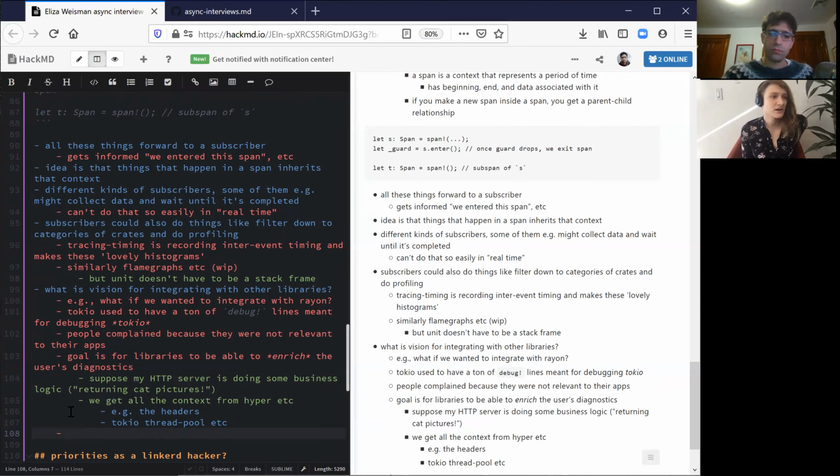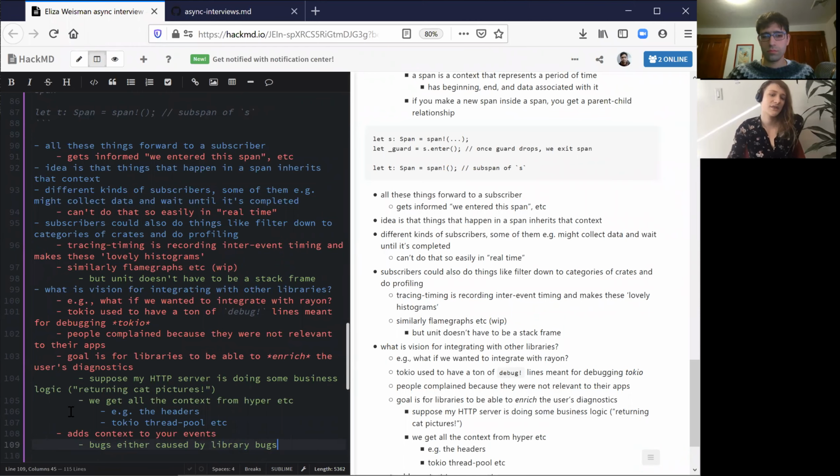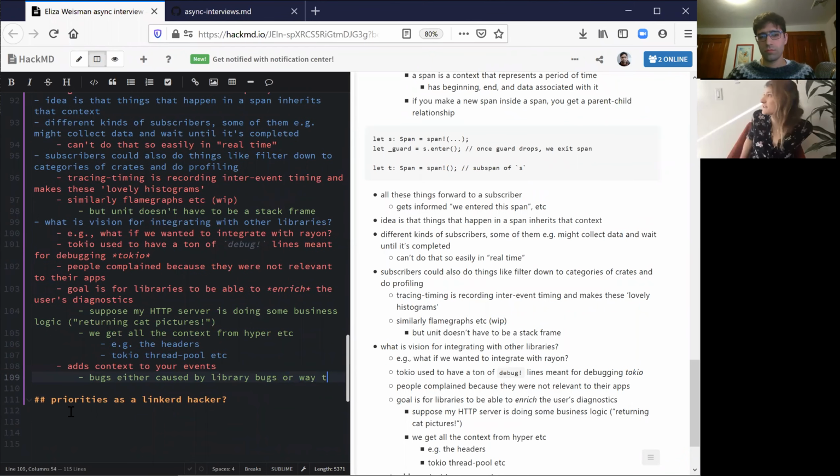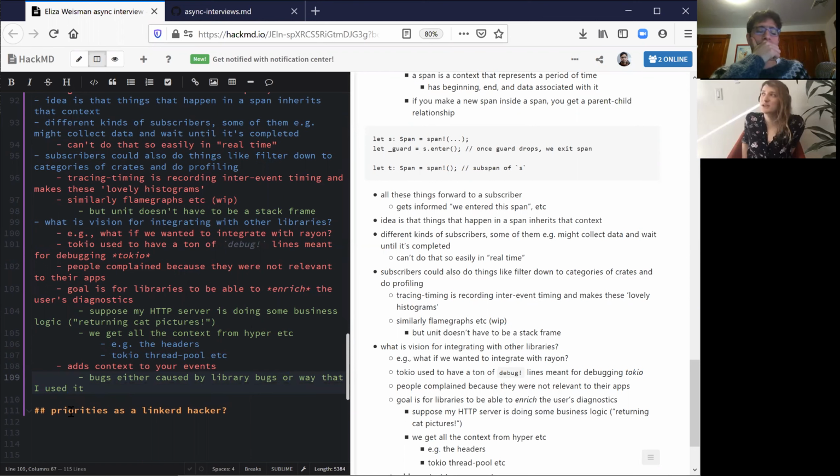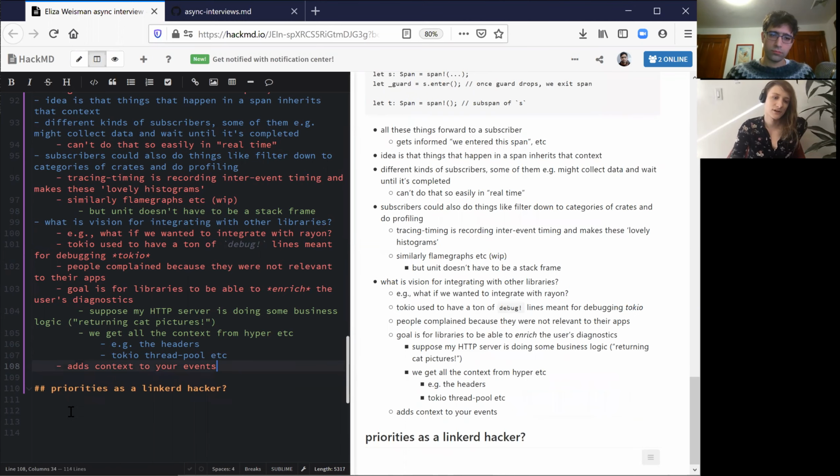And a lot of bugs are either caused by library bugs or by the way that I use the APIs in a library. So it is very useful to know what dependencies are doing, but the information that the dependencies expose needs to be enriching the information that the higher level application or even higher level libraries are exposing, and not just here's what Tokio did at this millisecond, right?